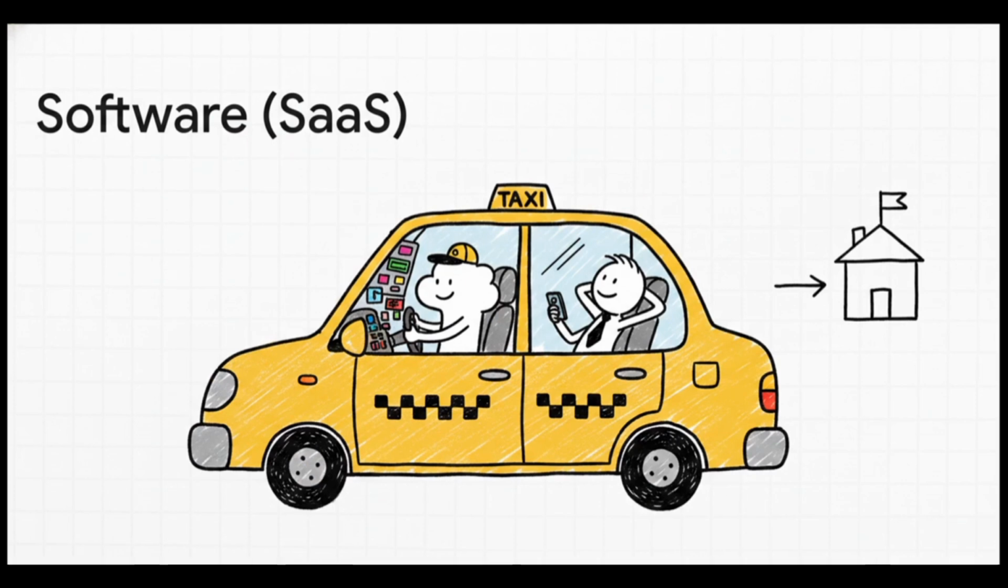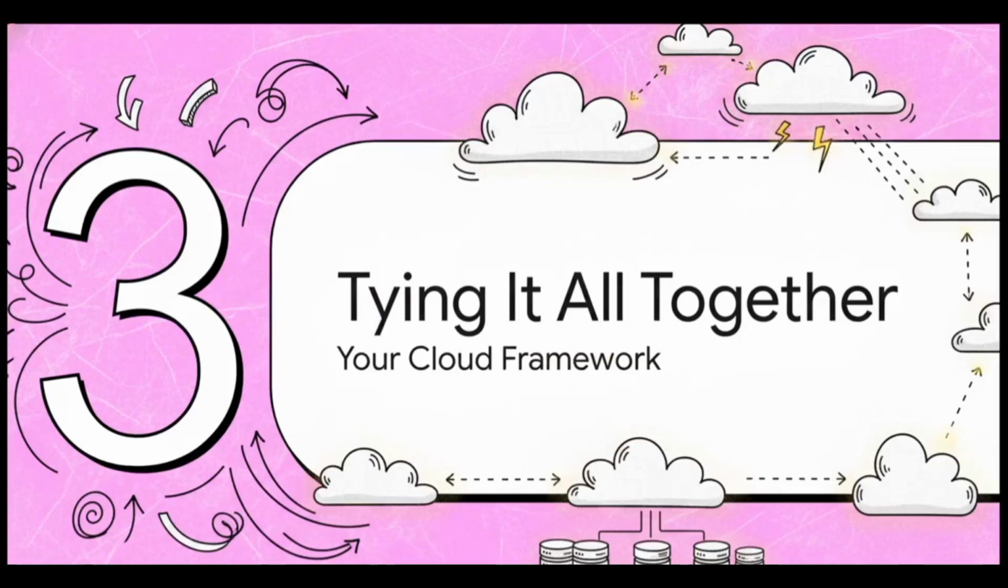And finally, we get to SaaS. This is maximum convenience. The provider manages the entire shebang, and they just deliver a finished, ready-to-use piece of software to you over the internet. You're probably using a dozen SaaS products right now: Gmail, Office 365, Slack. It's like taking a taxi. You just get in and go. No worrying about oil changes or software updates. It just works.